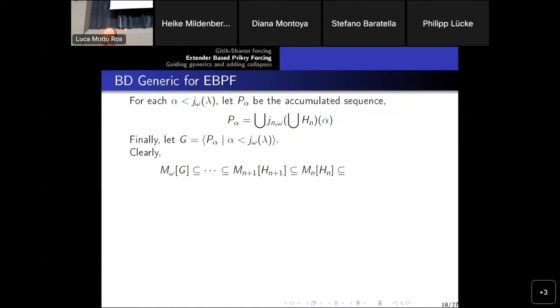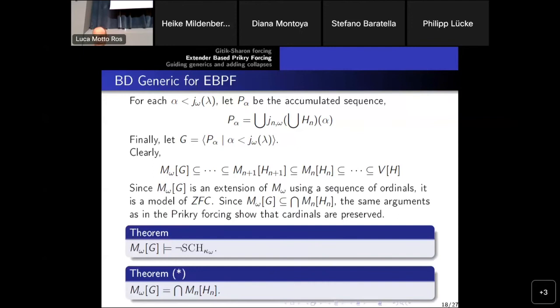So M_omega[G] is certainly contained in the intersection of the M_n H_n. Each one of the M_n H_n is a quite nice model. It's actually a generic extension of M_n in which we did not collapse cardinals. Okay? So the same arguments as before, talking about continuity codes, talking about not adding bounding sets, everything goes smoothly.